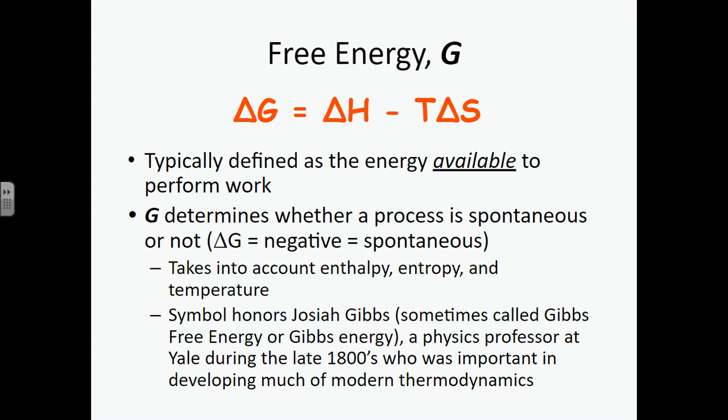Gibbs free energy is really defined as the energy available to perform work. And G will actually determine whether a process is spontaneous. What does this mean? It means this: if your delta G is negative, it means the reaction is spontaneous. I'm going to say that again because it's that important. If your delta G is negative, that means that the reaction is spontaneous.